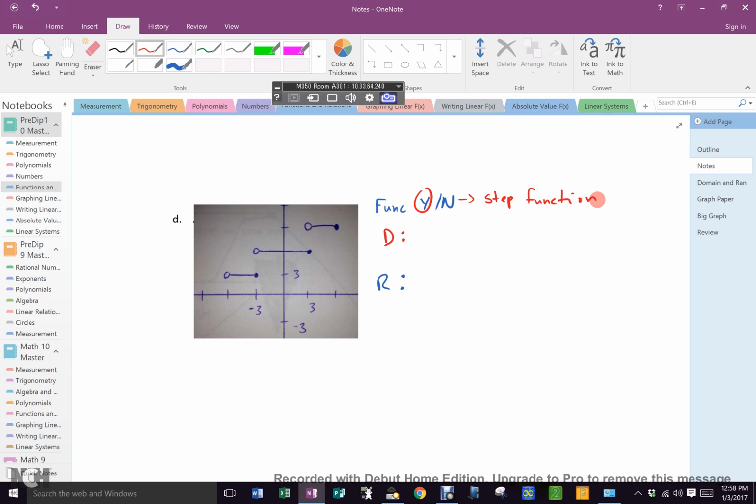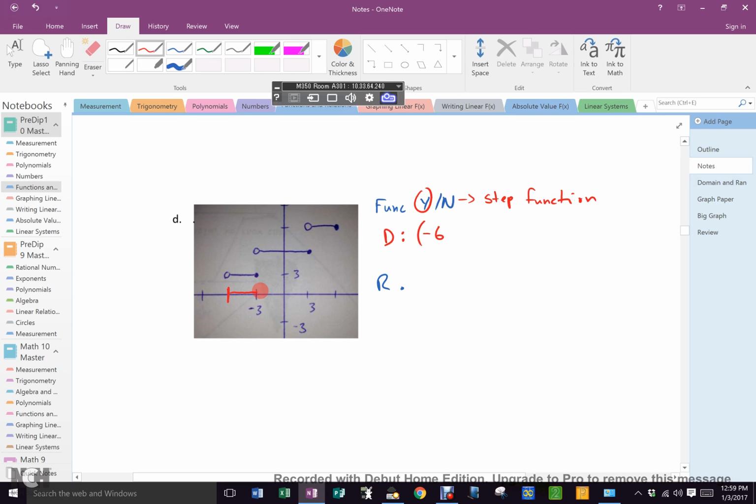So, that's out of the way. What's the domain? Where does it start? Right there. What is that? -6. Is -6 included? -6 is not included, so square bracket. Oh, sorry, yeah, round bracket. I was looking at the next one.